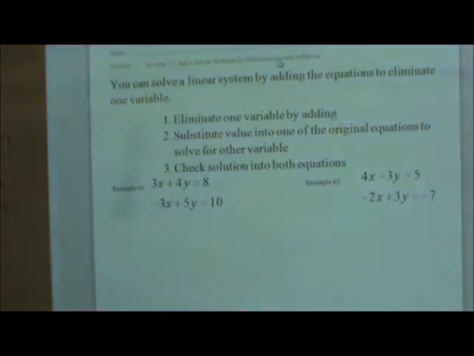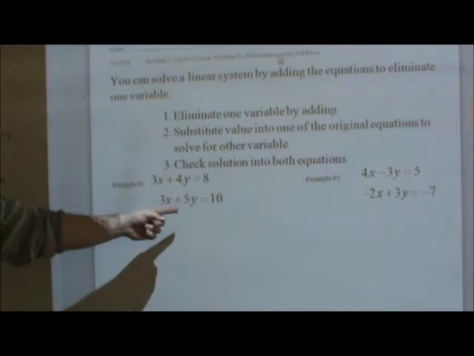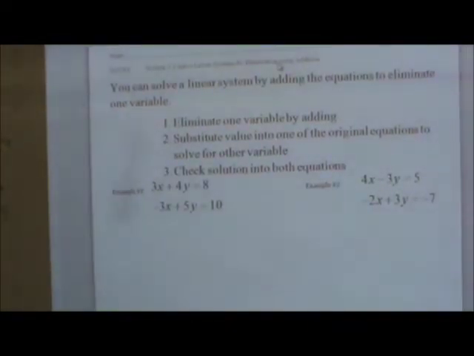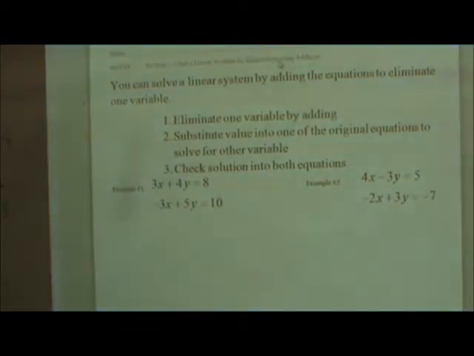You can solve a linear system by adding the equations to eliminate one variable. There's a couple steps to this, and first you need to identify what variable you're eliminating before you even get to step one. You need to have an a or b value, the numbers in front of the x's or in front of the y's, such that they are opposite numbers of each other. Opposite numbers are the same number but the opposite sign.